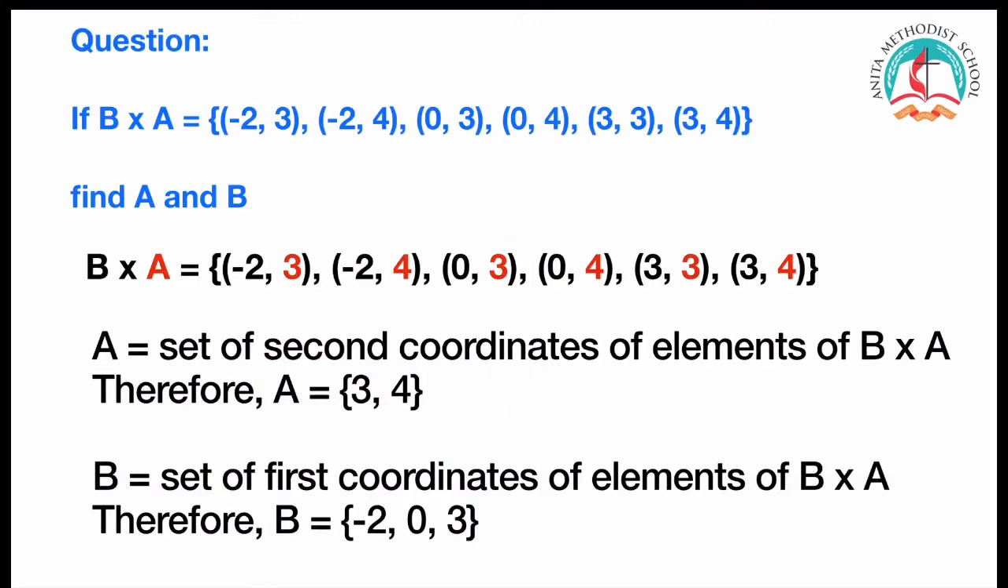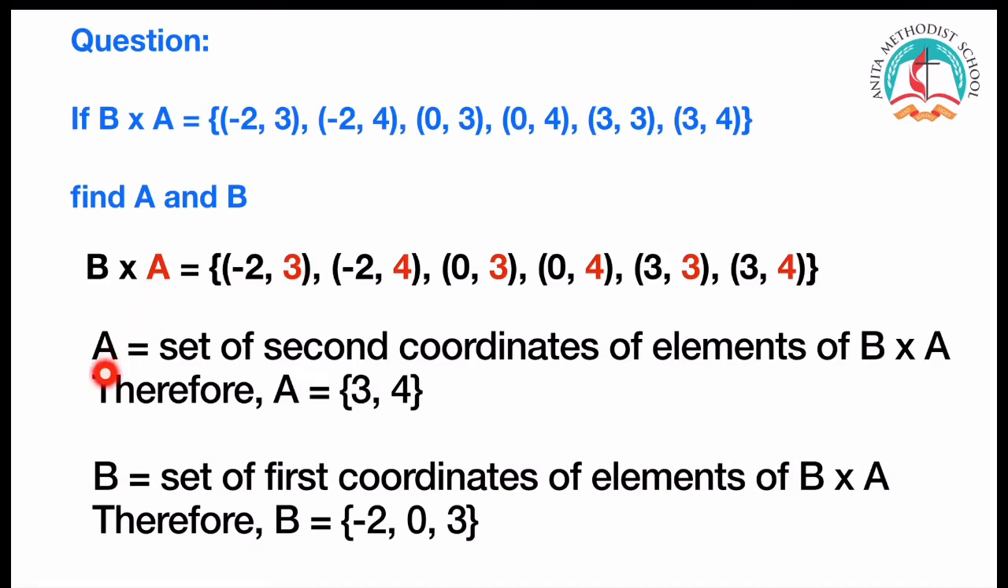See this question. Here B × A equals (-2, 3), (-2, 4), (0, 3), (0, 4), (3, 3), (3, 4). You have to find A and B. Here I have separated the elements of B in black color and the elements of A in red color. So here the black color elements all belong to set B and the red color elements all belong to set A.